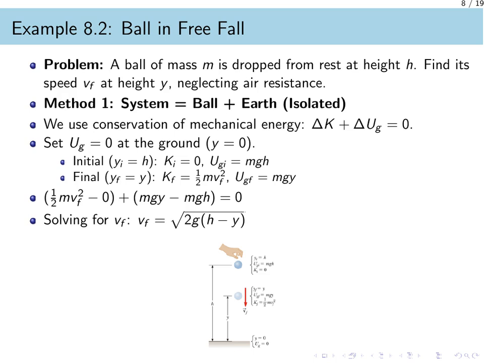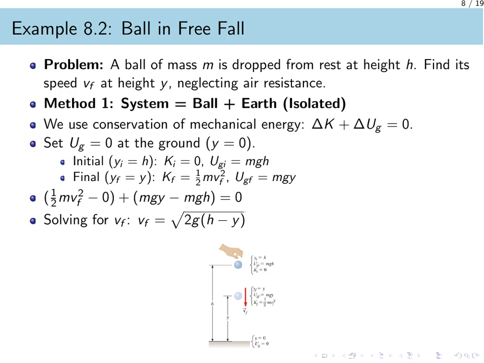Therefore, we can use the conservation of mechanical energy, which sets the change in kinetic energy plus the change in gravitational potential energy equal to 0. The initial kinetic energy is 0, and the final is 1/2 m v final squared.